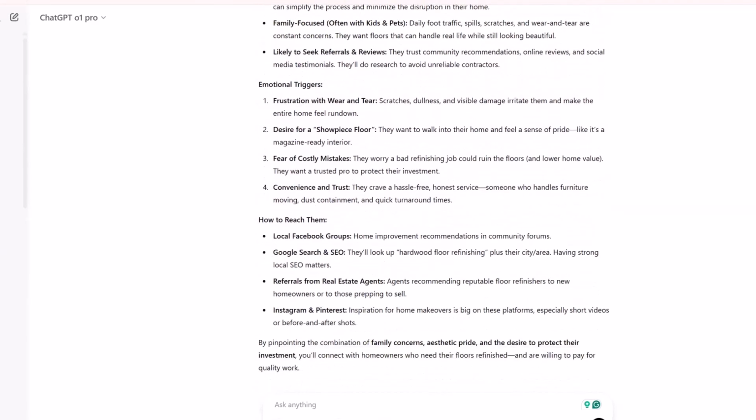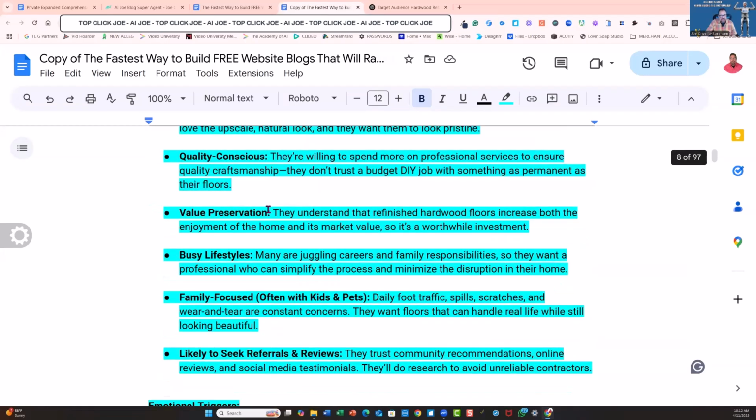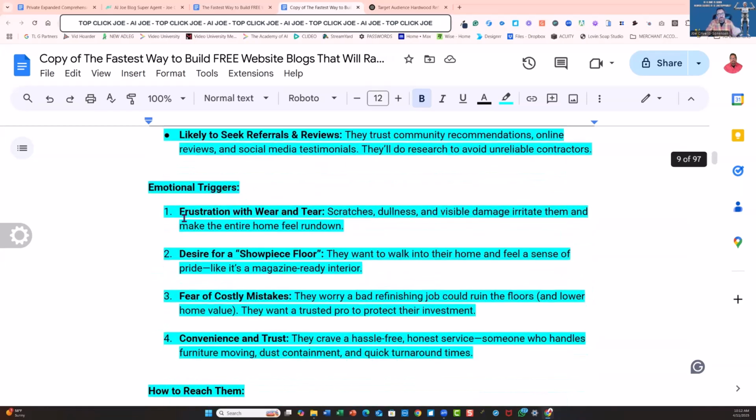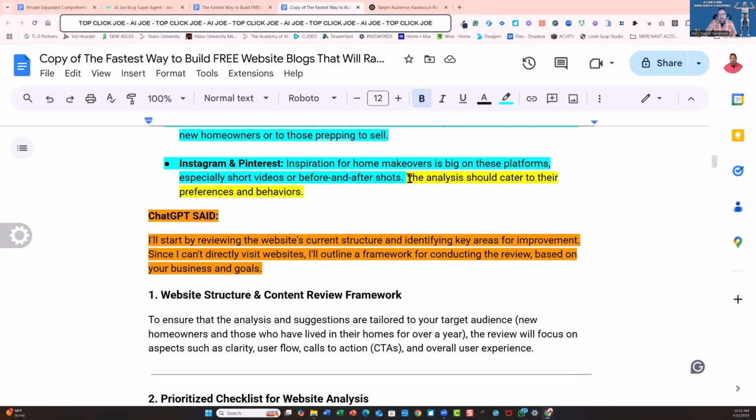So I just copied this and I put it right here. I added my profile. So remember, everything in blue, this is where you add your own stuff. Mine's going to be different than yours. Emotional triggers, how to reach them, local Facebook, Google search, and SEO, and all this kind of stuff. Remember, when you put yours in, you want to keep anything in yellow.